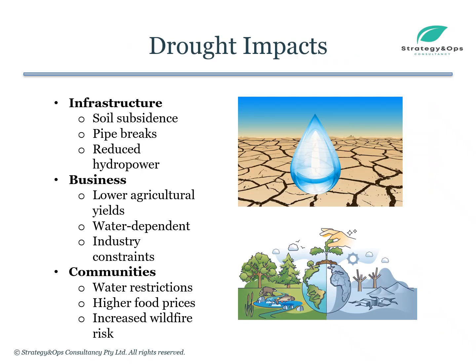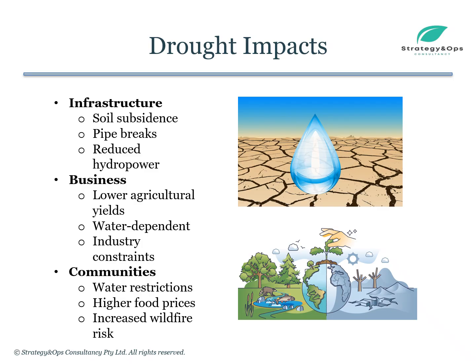Drought develops slowly, but the impacts are immediate once it takes hold. Infrastructure begins to shift as soils dry out. Roads can crack, underground pipes may break, and reservoirs drop, which reduces hydropower output. For businesses, drought limits water supply. Agriculture struggles first, but any industry that relies on steady water, like manufacturing, food processing, or data cooling, may need to slow down or adjust operations.